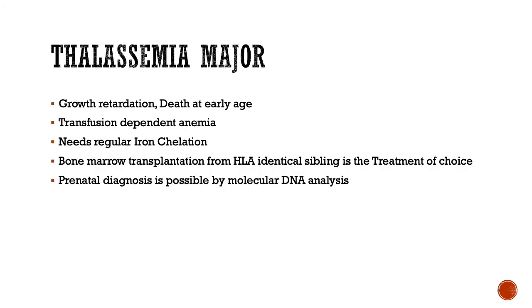The patients can present with growth retardation, death at early age, and so transfusion dependent anemia needs regular iron chelation. Bone marrow transplantation is the ultimate treatment of choice. Prenatal diagnosis is possible by molecular DNA analysis. This is the peripheral blood picture where you can see microcytic hypochromic RBCs and target cells and nucleated RBCs.